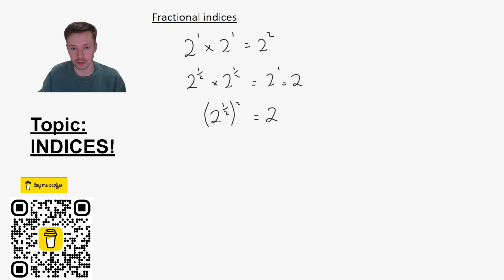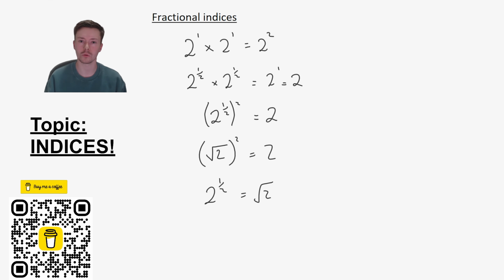I don't know what that is exactly, but it doesn't really matter. It's going to be some decimal. I do know the early parts of the decimal notation, but all I need to know is that it's the square root of 2, because the square root of 2 squared is equal to 2. So that means that 2 to the power of a half has to be equal to the square root of 2, whatever that is. So that's what the fractional indices are.